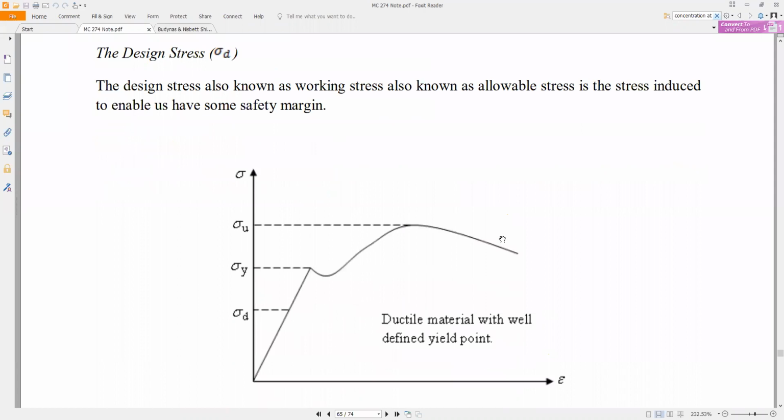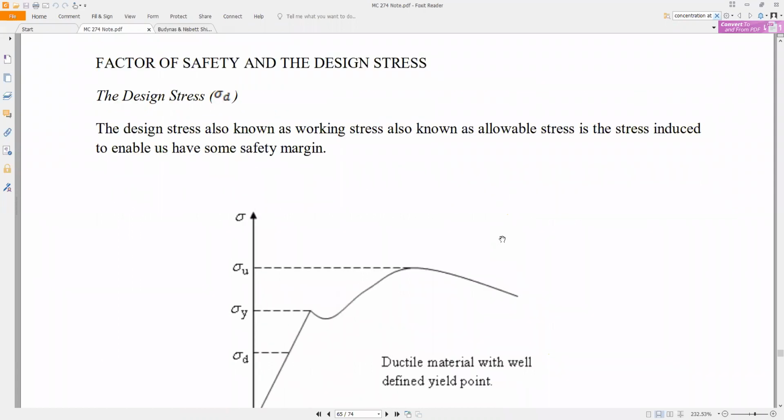We are going to look at another important item in design, which is the factor of safety, and then what we call the design stress. Design stress, which is denoted by sigma D, is also known as the working stress. And it is stress induced to enable us have some safety margin.